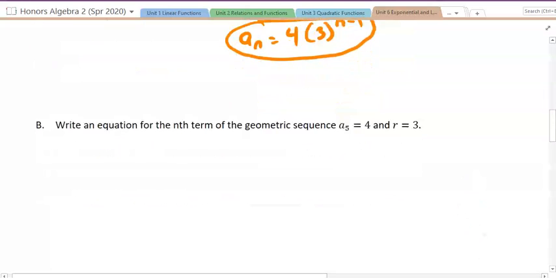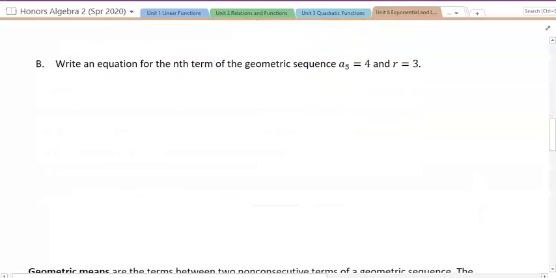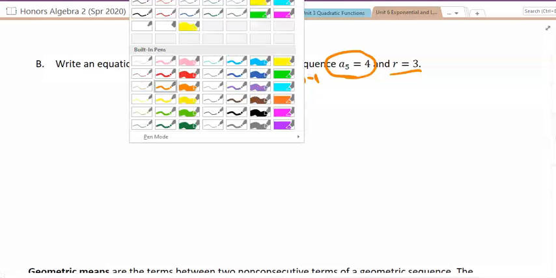Let's look at example 2b here. Write an equation for the nth term of a geometric sequence where a sub 5 is equal to 4 and the r is equal to 3. Now, to be able to write this equation, I have to know what a sub 1 is. I've got to know the first term. And so this is where I was talking about before that we need to work a little bit backwards. And so I know a sub n is equal to a sub 1 times r to the n minus 1.